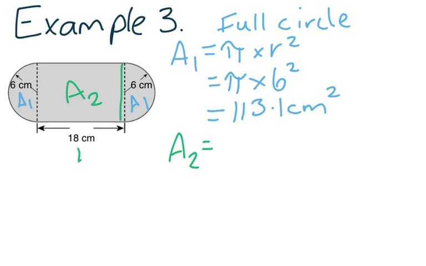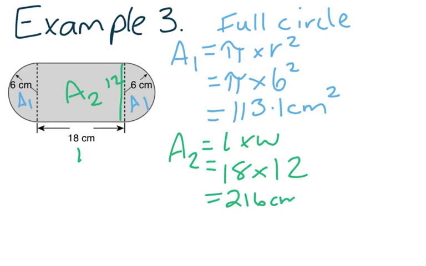So we've got the length here, which is 18. So it's going to be length times width. So we would do 18 times, and we need to work out what that full diameter of the circle is. So we know that the radius is 6. The diameter is double that because it goes straight across the centre of the circle. So it would mean that this side here is 12. So it would be 18 times 12, which gives you 216 centimetres squared.